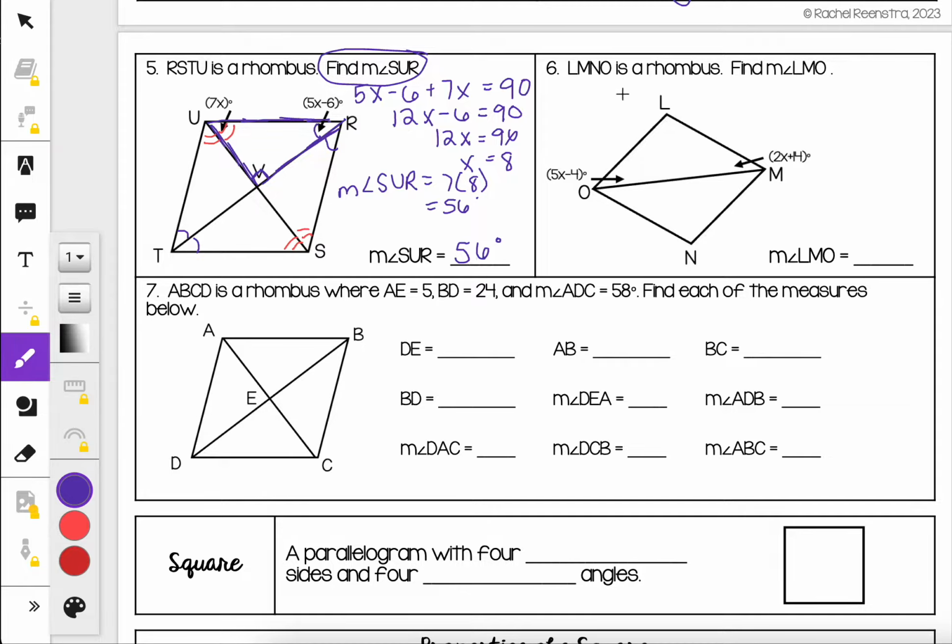Okay, and then if I'm looking at this rhombus LMNO, I see I have a diagonal. It's bisecting those opposite angles. So here I'm going to have these angles congruent. So 5x minus 4 equals 2x plus 14. And I'm going to solve for x. So x equals 6. And then substitute that in for the measure of angle LMO. So 2 times 6 plus 14 is going to be 26 degrees.